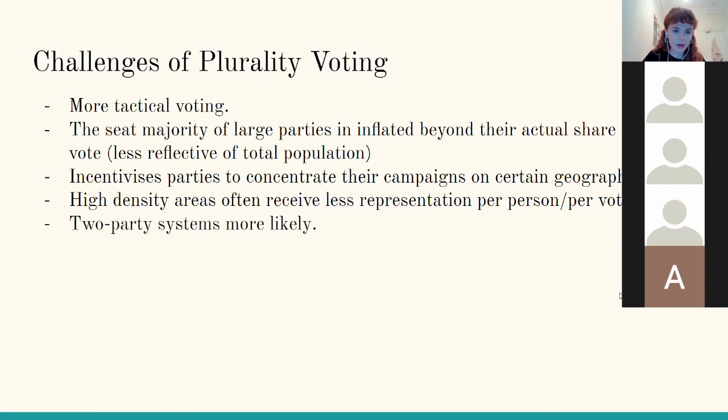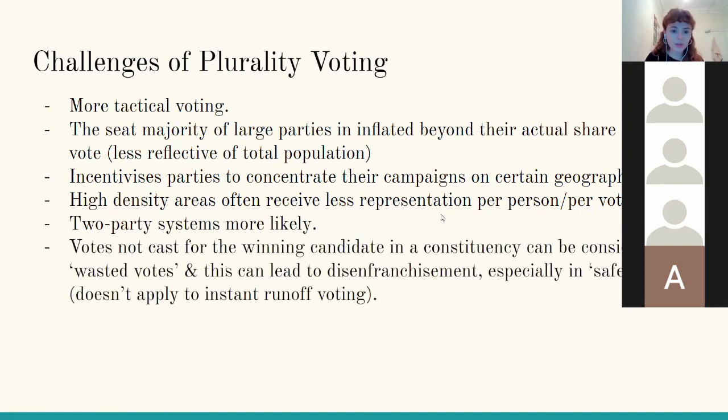Next, you have two-party systems ending up being a lot more likely. And then also votes that aren't cast for a winning candidate in a given constituency are basically considered wasted votes. So this can lead to a lot of disenfranchisement, especially if you live in a safe seat, because you feel like your vote doesn't matter. And when you feel like your vote doesn't matter, you have no real reason to pay attention to politics or be engaged with politics. Then you also have gerrymandering being a lot more likely, for all of the inverse reasons that we talked about last.